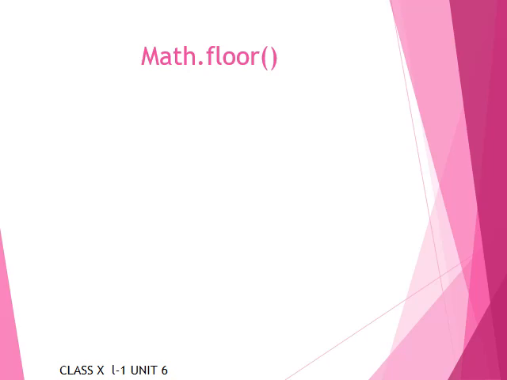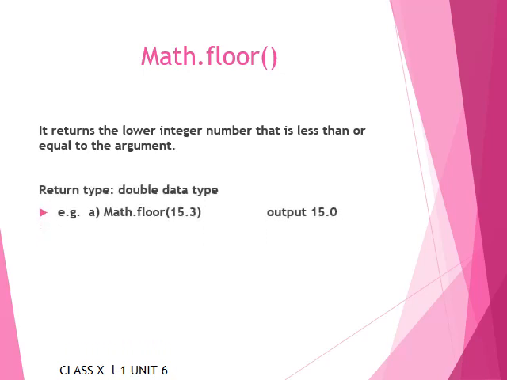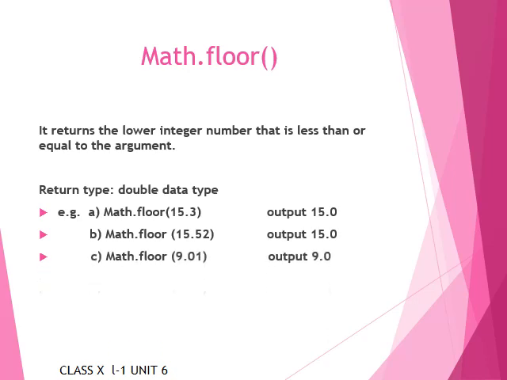The next function is Math.floor. It returns the lower integer number that is less than or equal to the argument. Return type is double data type. Example: Math.floor 15.3, answer is 15.0. Math.floor 15.52, output is 15.0.